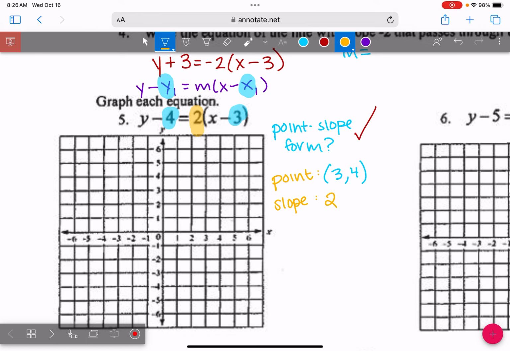Okay? Once I have this information, once I pull this from my equation, I'm ready to graph. I always start with the point that I'm given. So I'm going to find 3, 4. I'm going to go over 3, 1, 2, 3, up 4, 1, 2, 3, 4. Plot a point.